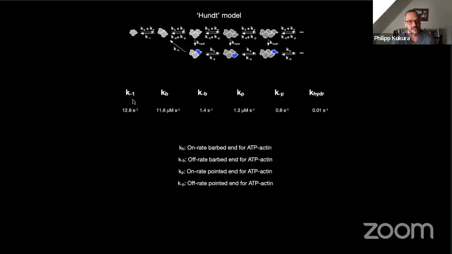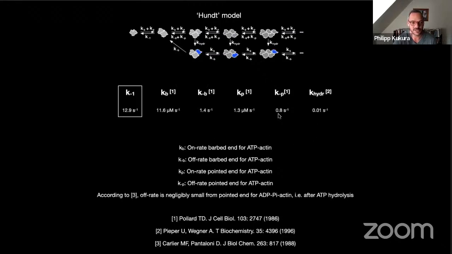Well, here's a trick. So KB and KP are barbed end and pointed end on and off rates, in terms of plus and minus. K hydrolysis is the ATP hydrolysis rate. And the rate constants that you see here, they're all from the literature. Every single one of them is from the literature. We only had to add one, which is the dimer falling apart into the monomer, because nobody's measured that one. And that was the only parameter that we used in order to make the fit. Everything else is from 15 years of very detailed, very good bulk experiments that measured all of these rate constants.